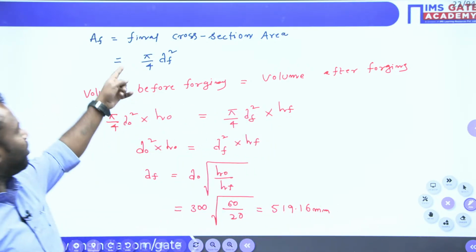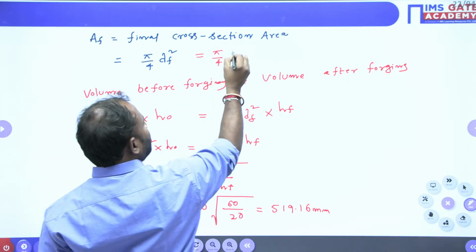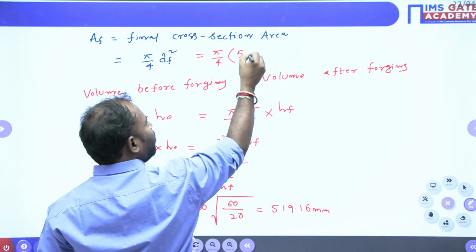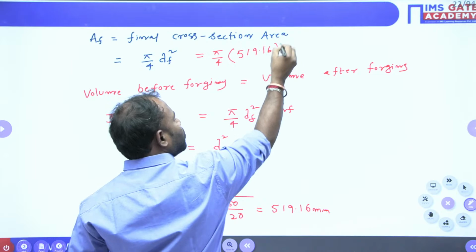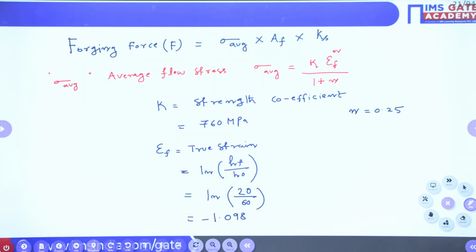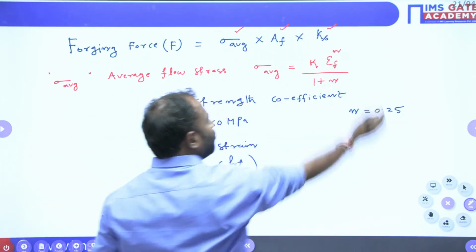Now from here you can get pi by 4 into df square. What is df? df is equal to 519.16, whole square. Right, guys? Now we find AF. So we got this, and now we have to go for this one.